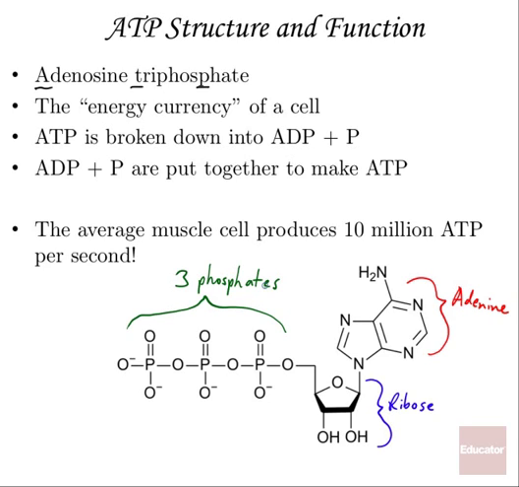So here's where the name comes from. Adenosine. So the combination of these two, adenosine. Instead of saying adenine, ribose, 3 phosphates, adenosine triphosphate, 3 phosphates. So that's where the name comes from.